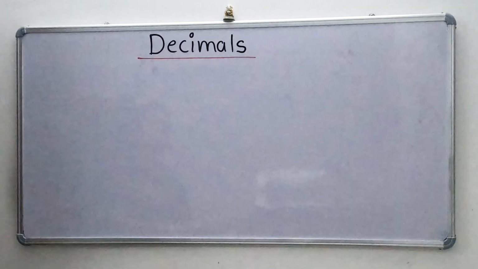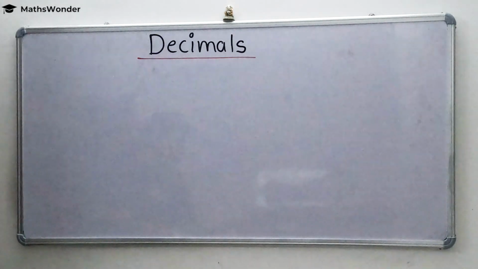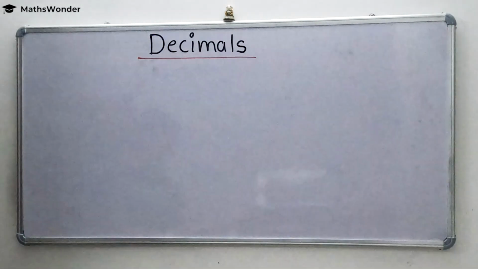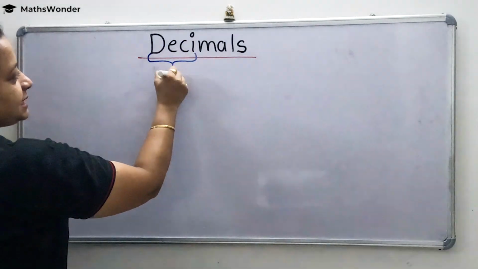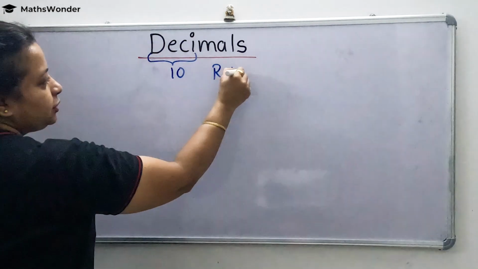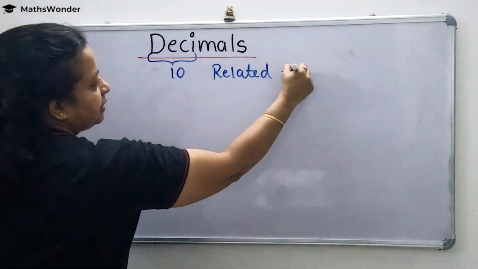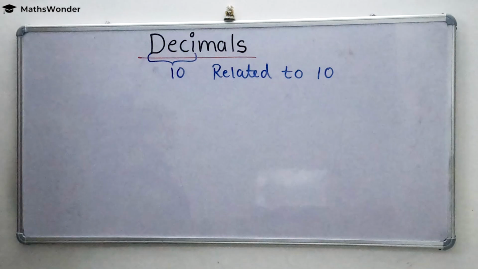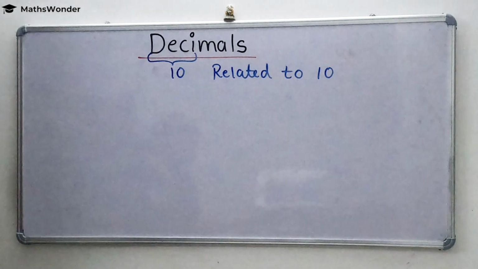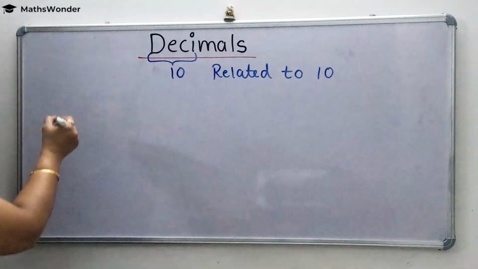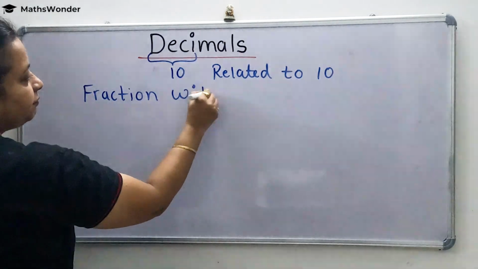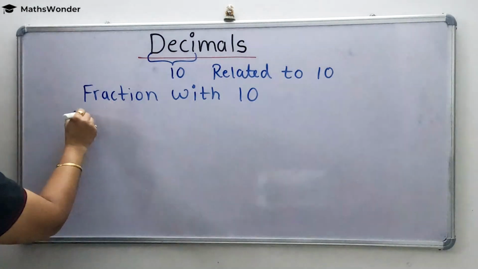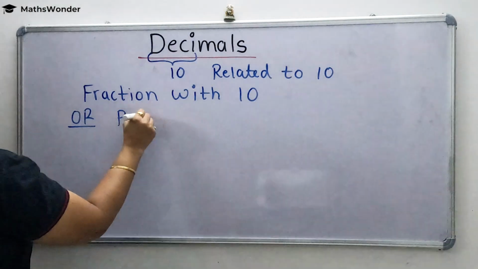So today we are starting the decimals. What is decimal? The word decimals means related to 10. What is the meaning? Deci means 10. So it is all about things related to 10, or you can say the power of 10, or a fraction with 10 or a power of 10.